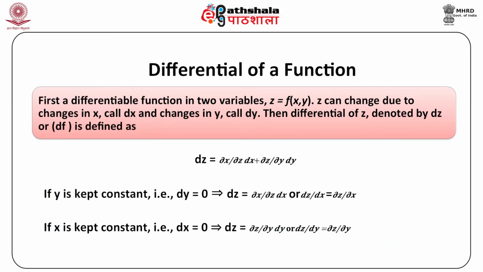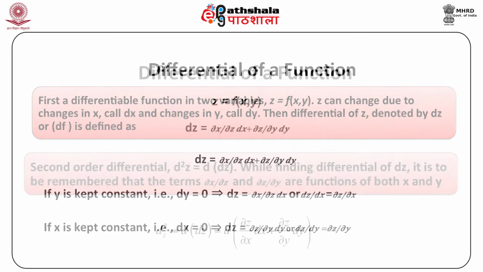Consider first a differentiable function in two variables, z is equal to f(x, y). z can change due to changes in x, called dx, and changes in y, called dy. Then the differential of z, denoted by dz or df, is defined as dz is equal to del z by del x into dx plus del z by del y into dy. If y is kept constant, that is dy is equal to 0, this implies that dz is equal to del z by del x dx, or dz by dx is equal to del z by del x. Similarly, if x is kept constant, that is dx is equal to 0, this implies that dz is equal to del z by del y into dy, or dz by dy is equal to del z by del y. A partial derivative can thus be regarded as a ratio of two differentials.